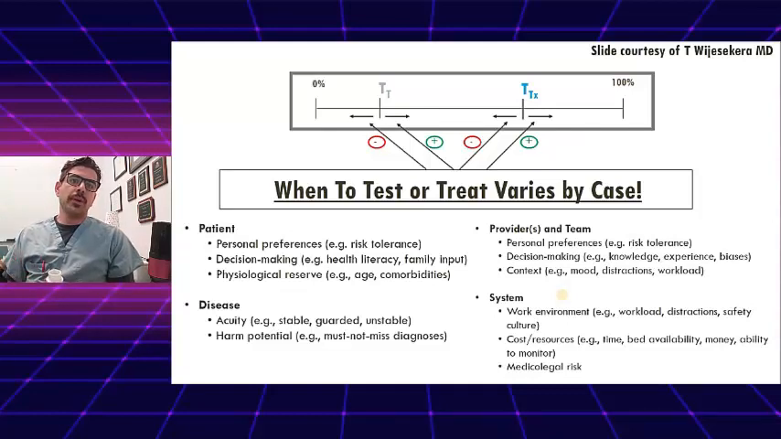And then, of course, the system also influences this, right? The workload, the distractions, the safety culture in my environment, the costs and resources. Do I have time to manage this patient expectantly? Is there the bed availability to manage this patient expectantly? Is a test cheap and very high performance?